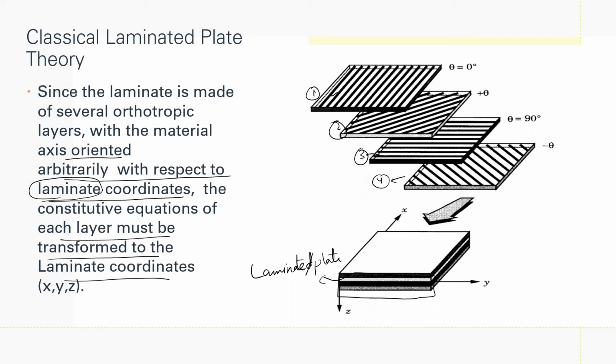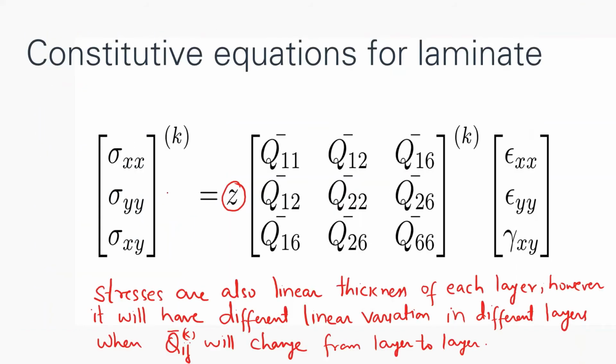Then the constitutive equations of each layer must be transformed to the laminate coordinates x, y, z. So we will see it here. Now the constitutive equations for the laminate are written here, transformed for any kth layer: sigma xx, sigma yy, and sigma xy equal z times Q11 bar, Q12 bar, Q16 bar, Q12 bar, Q22 bar, Q16 bar, Q26 bar, Q66 bar for the kth layer, into epsilon xx, epsilon yy and gamma xy.